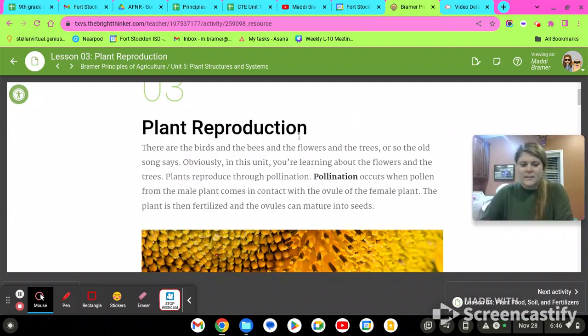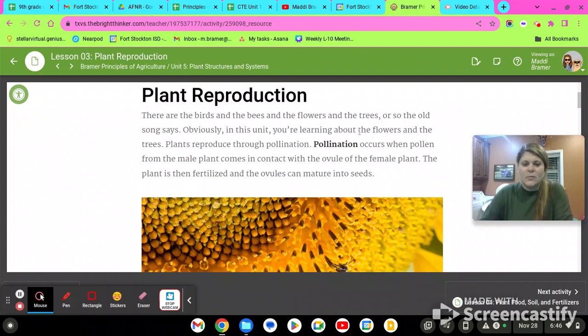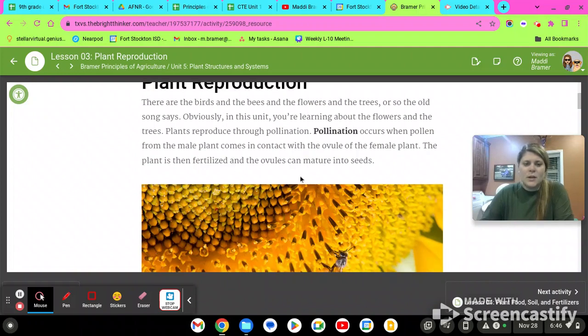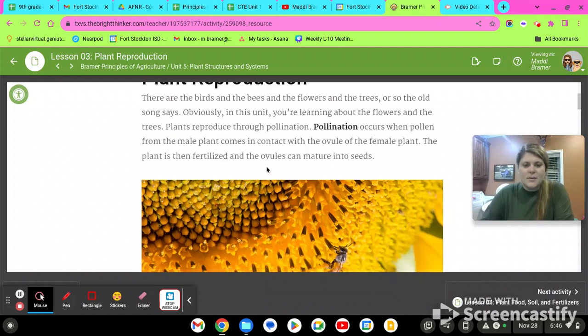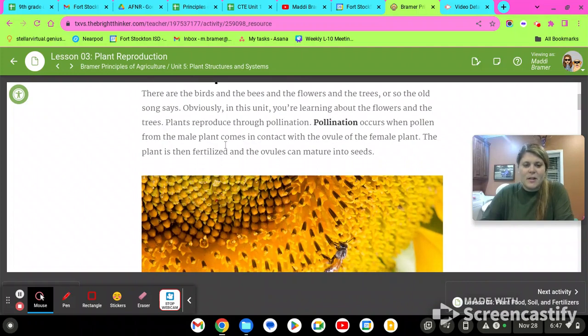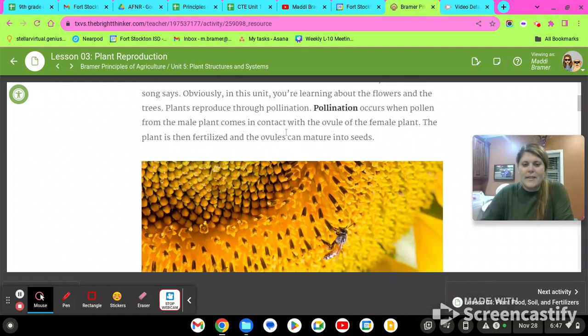All right, so we are in lesson 3. We're talking about plant reproduction. And in lesson 2, we touched a lot on reproduction where we're going over the parts of the plants. So this should be a pretty quick lesson. So we're learning about flowers and trees, how they pollinate, and how they reproduce.